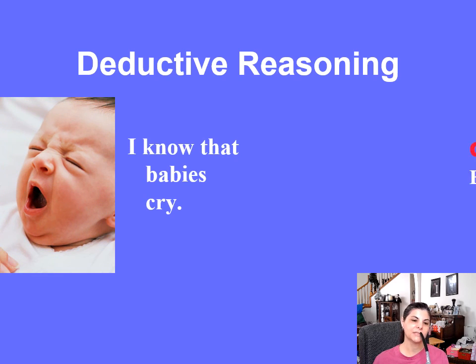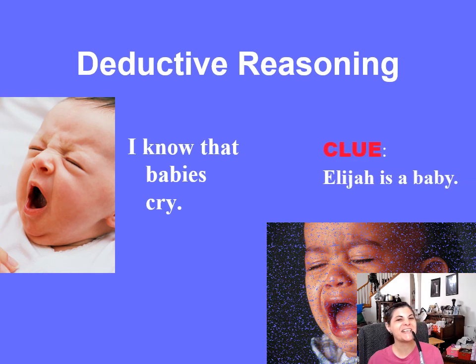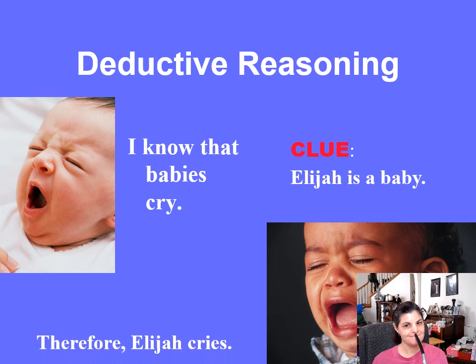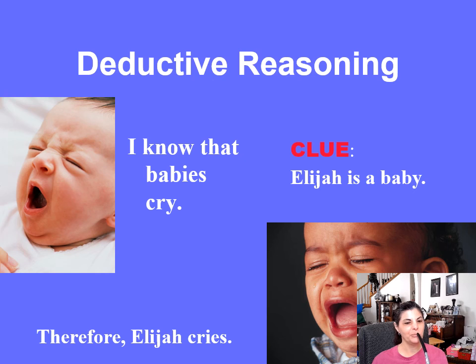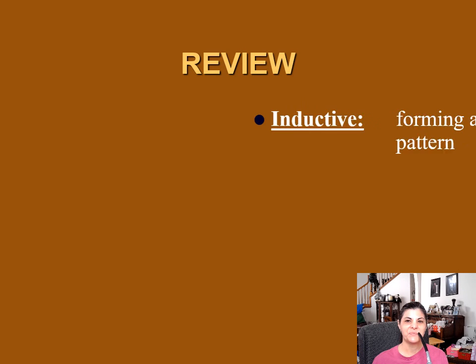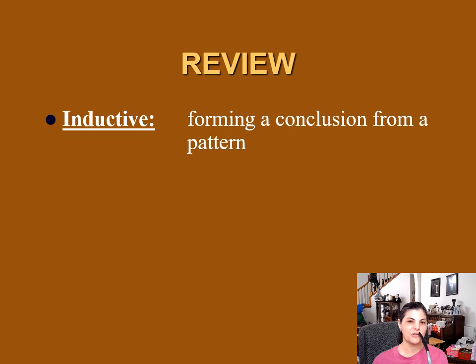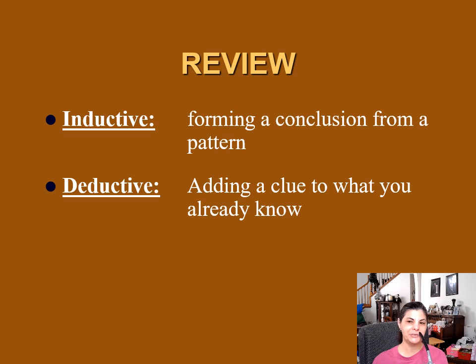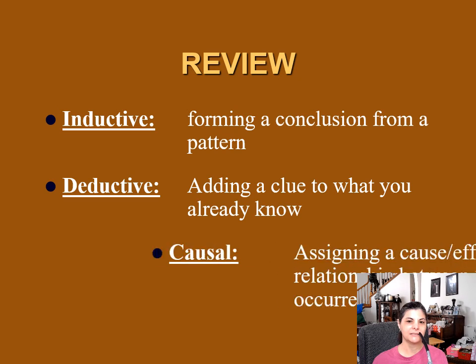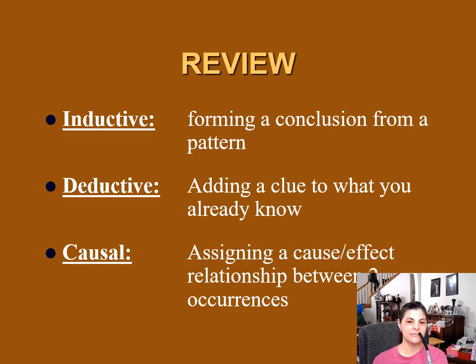Here's another example, kind of beating a dead horse here. If I know that babies cry, and Elijah's a baby, I can then prove to you that Elijah does cry sometimes. That's very simple stuff. We're going to not watch the rest of this. But inductive reasoning is forming a conclusion from a pattern. Deductive is adding a clue to what you already know. And causal reasoning is assigning a cause-effect relationship between two things that happen.